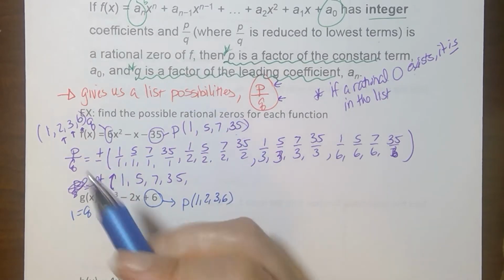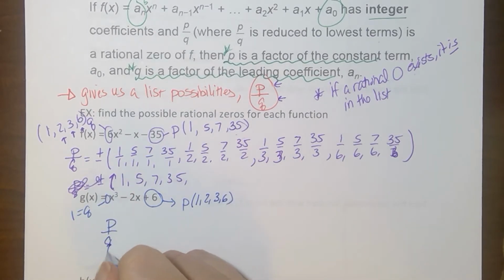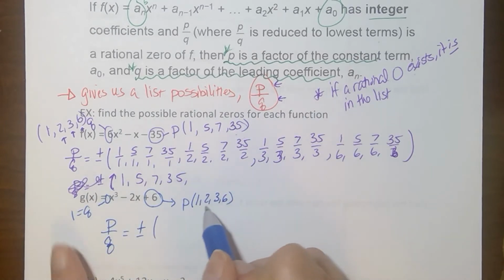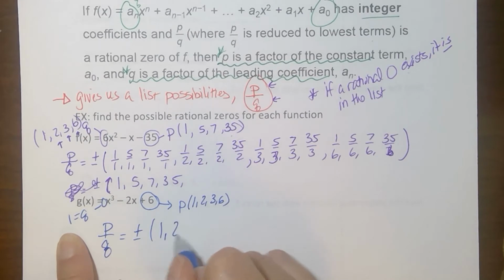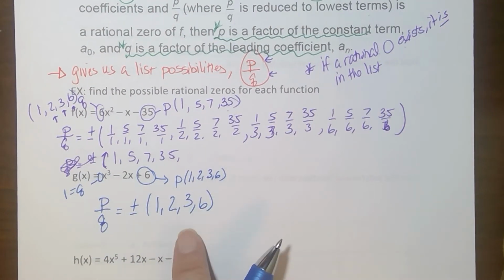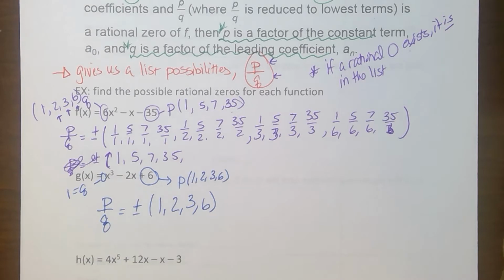So this list of possibilities, p over q, is a lot shorter. We've still got plus or minus. We've got 1 over 1, 2 over 1, 3 over 1, and 6 over 1, and that's it. So we have 4 negative possibilities and 4 positive possibilities, and we would try these using synthetic division until we found our rational zero.